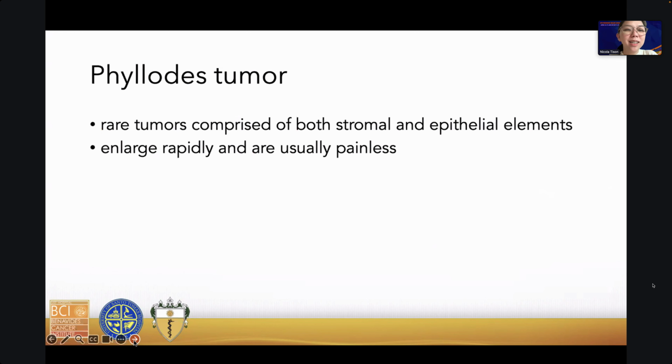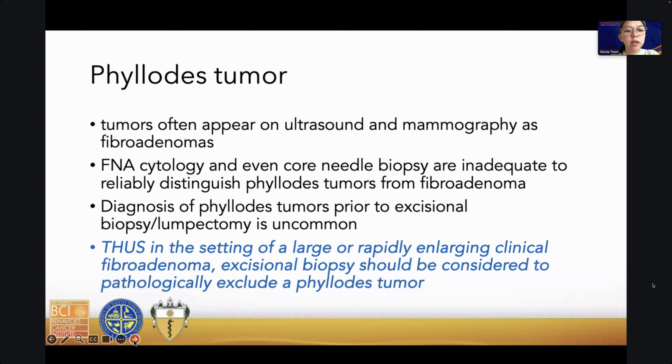Okay, the last one is phyllodes tumor, which are rare tumors comprised of both stromal and epithelial elements. But I think all residents will claim that in the Philippines, this is not rare. We get a lot of these patients. Phyllodes tumors enlarge rapidly and are usually painless, and they usually appear on breast imaging similar to fibroadenomas.